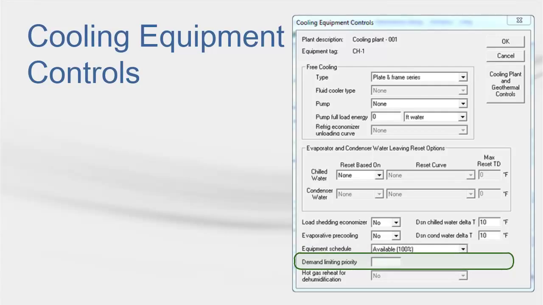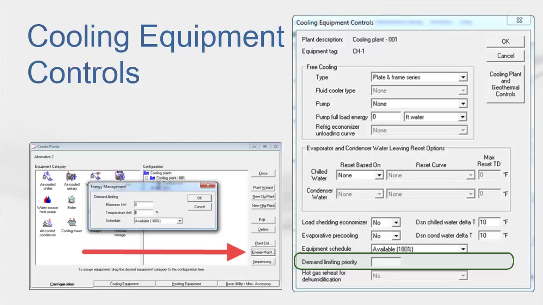The demand limiting priority field simply allows the user to set the priority regarding which equipment will be disabled should the maximum kW demand of the building be exceeded as set in the Energy Management section of Create Plants. For instance, a priority of 1 means it is the first piece of equipment limited, and only up to 10 pieces may be demand limited.